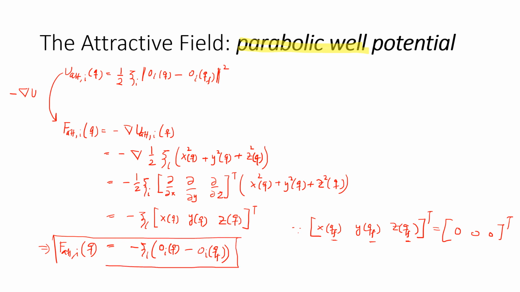And now you can see that it is not defined like a unit vector pointing towards the goal location. But the problem with this function is that it grows unbounded as you move away from the goal location.